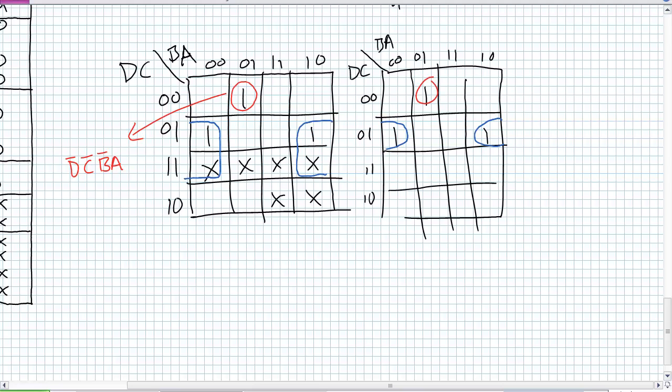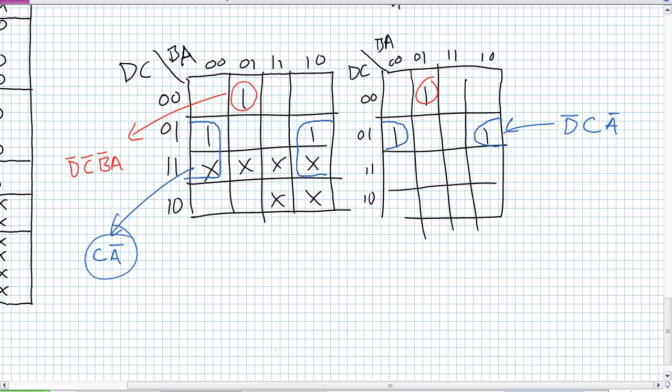Red guy's still the same, can't do much there. What is the term in blue? What I'm getting there is C and not A. What am I getting here for this term in blue? It's not D and C, and it looks like not A. Use them if they help you. Did they help me? Sure did. Look at that. It's a smaller product term.